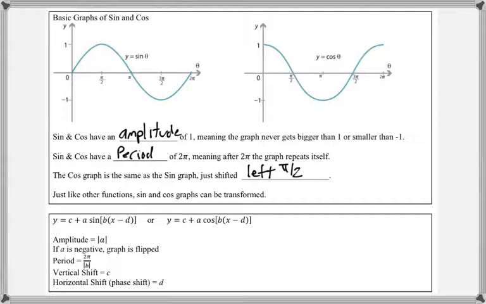Okay, so just like other functions, sine and cosine graphs can be transformed, and this is kind of the template for those transformations. So they can change the amplitude, so the number that's in front of the sine or cosine function, the coefficient, the absolute value of that will be our new amplitude. If a is negative, the graph is flipped. The period, we're going to take 2 pi over b. The vertical shift is c, and the horizontal shift, or sometimes it's called a phase shift, is d.